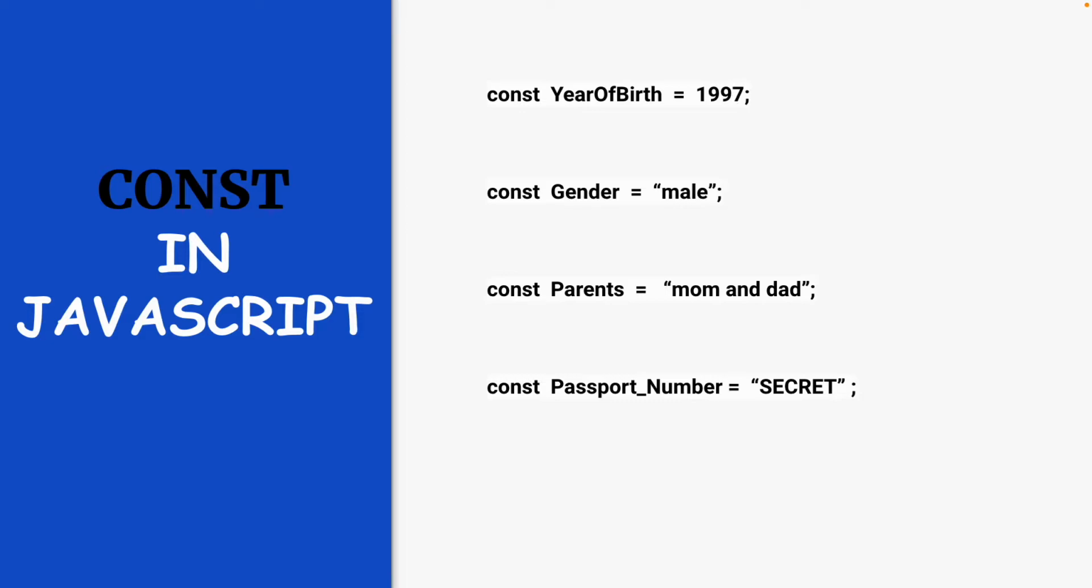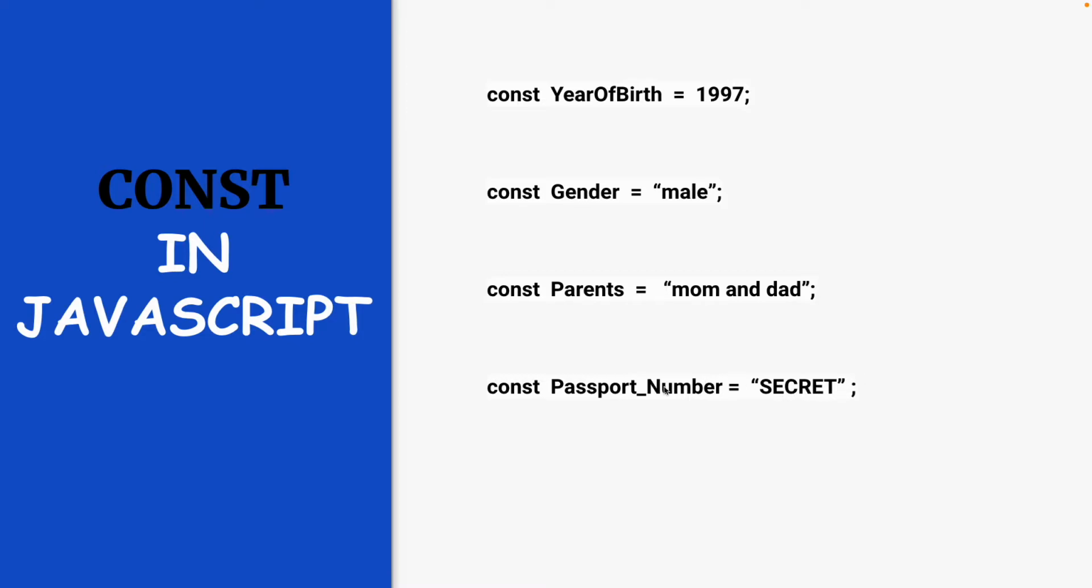So if in a program I want to declare my year of birth, I will use const because I know it would never change. And let's say the gender of a person, it's male, so it can never change in the future. So I'll use const again here. Same goes for a variable like parents, you will use const here, and that will be mom and dad. And let's say your passport number, you can again store it in a const variable, right? And use whatever your number is.